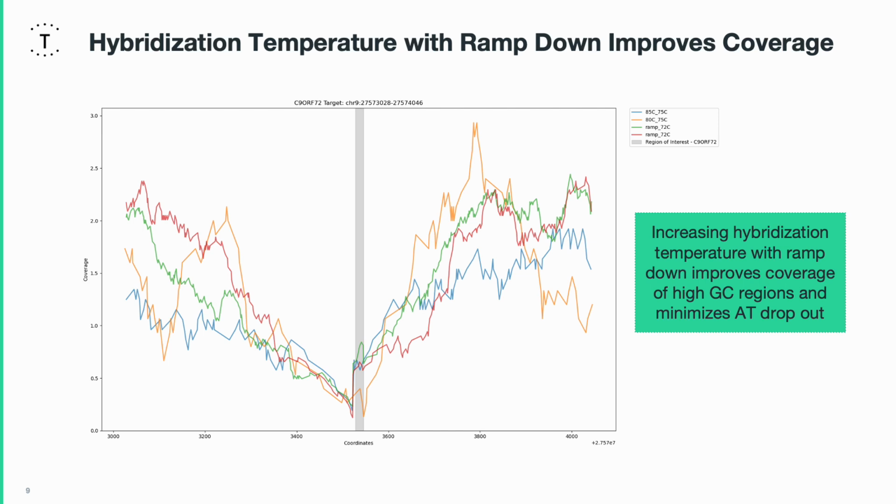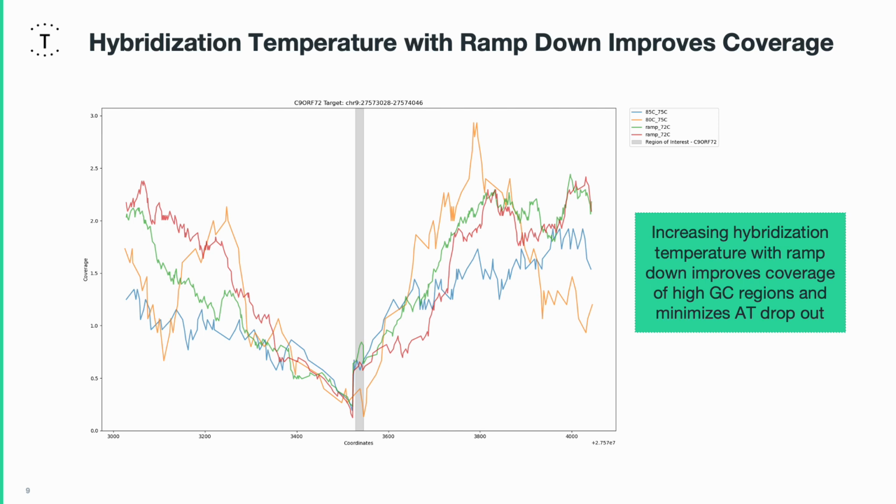Even after removing PCR as a factor, we knew this protocol would still require optimization. Low complexity regions tend to form secondary structures, and melting temperatures can vary, especially in GC-rich sequences. We tested several parameters including hybridization temperature, probe concentration, and even asymmetric read lengths to see if a longer read one could improve alignment. The biggest improvement came from raising the hybridization temperature, which boosted coverage in GC-rich regions.